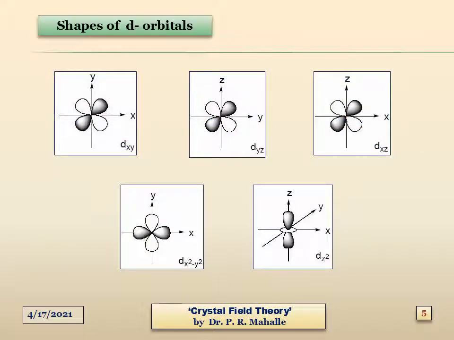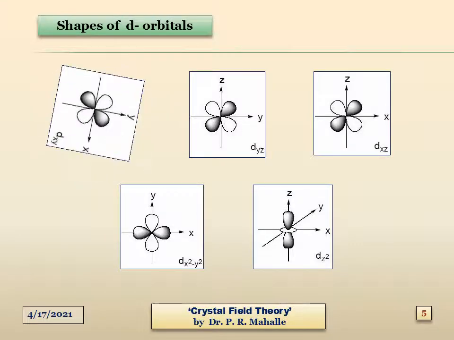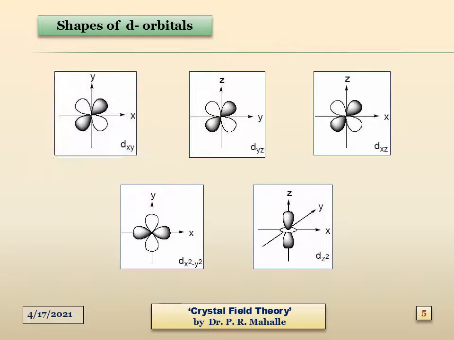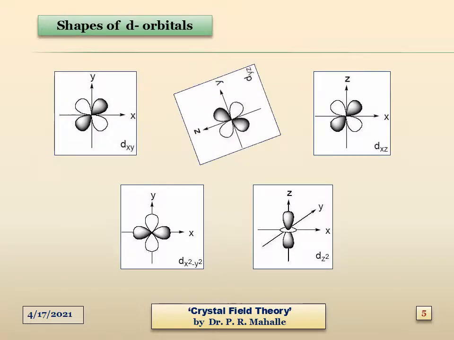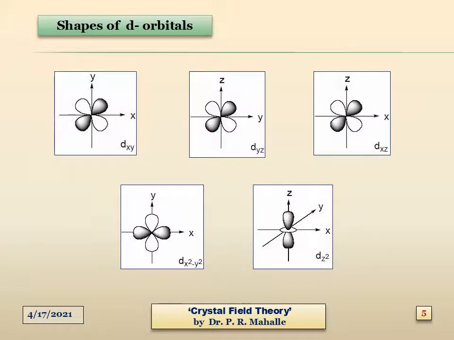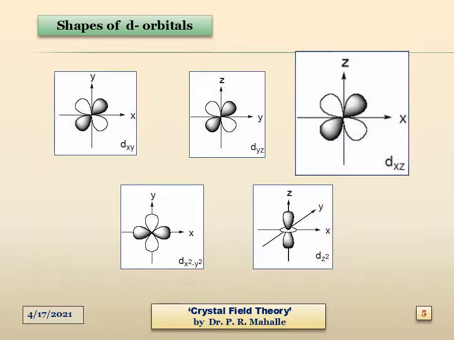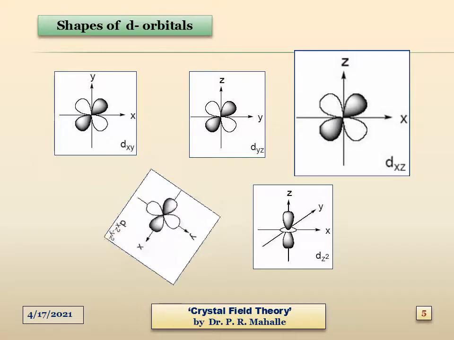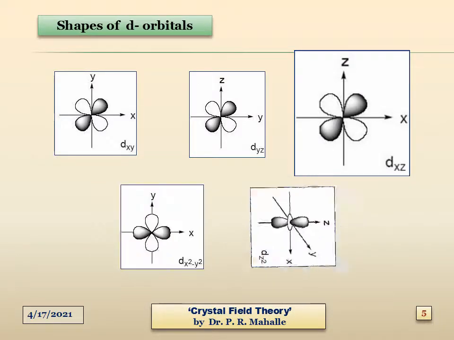Now we will see the different types of d orbitals, the shape of the d orbitals. First, the dxy, the dyz, the dzx orbital, and the dx square minus y square and dz square orbital.